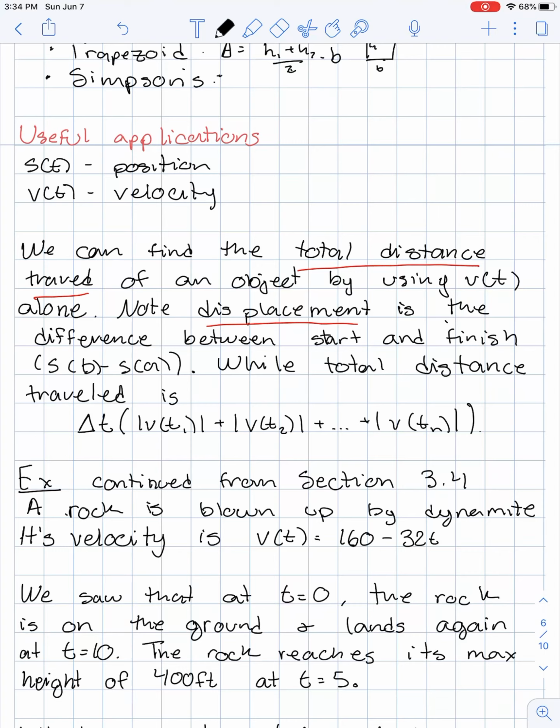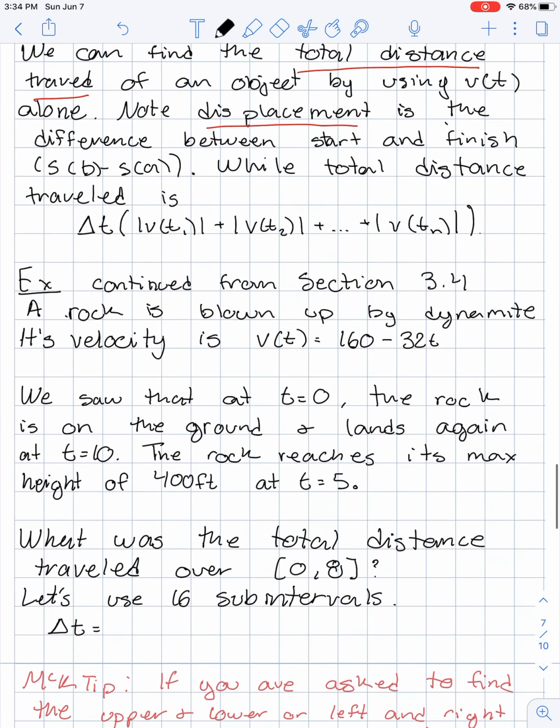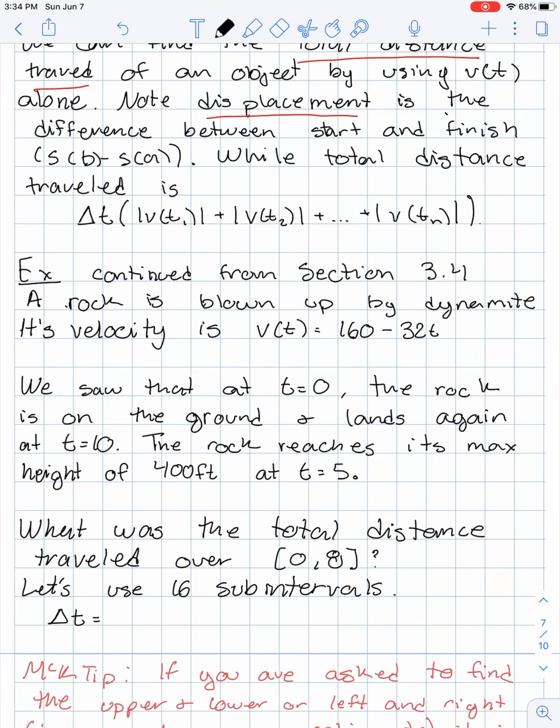The reason we're doing absolute value is because velocity can be negative, right? If we're traveling back down towards something, like back down towards the ground, that's a negative velocity. I don't want that to cancel out with distance that I've already traveled. So I need to take the absolute value. So I'm technically doing the speed of it, right? Remember, speed is the absolute value of velocity. All right, so we did the rock problem back in section 3.4, right?